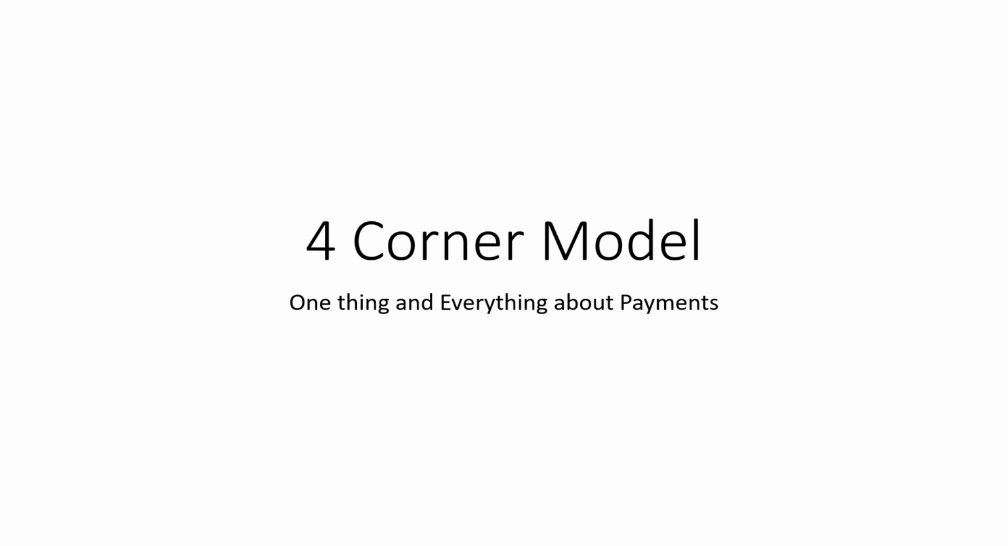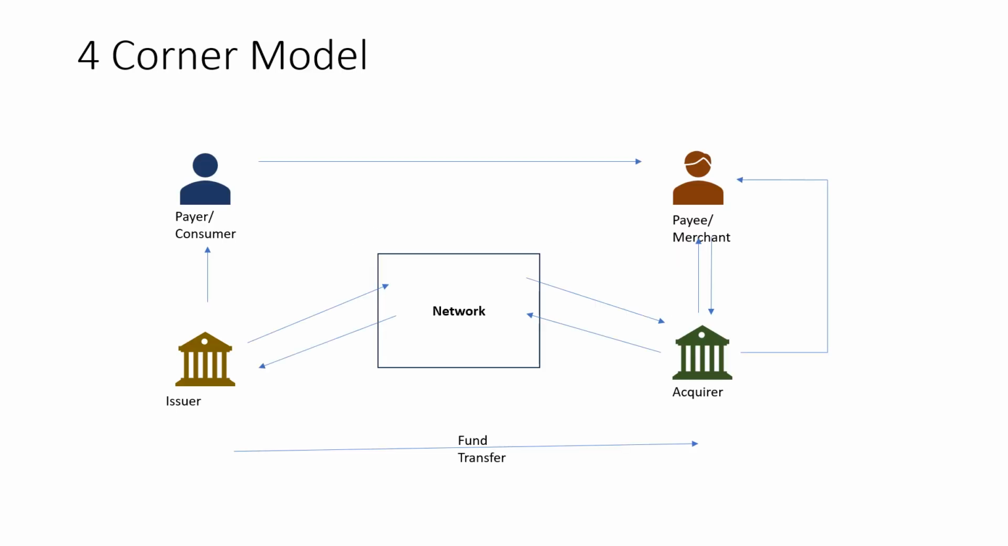And this topic is the four corner model. It's mostly associated with payments, and it is one thing to understand about everything in payments. If you want to understand the payments ecosystem, how the payment flow works, or even the architecture of payments, then the four corner model will summarize the entire complexity of the payments ecosystem. It is easy to understand, and the whole payment industry can be understood using this model.